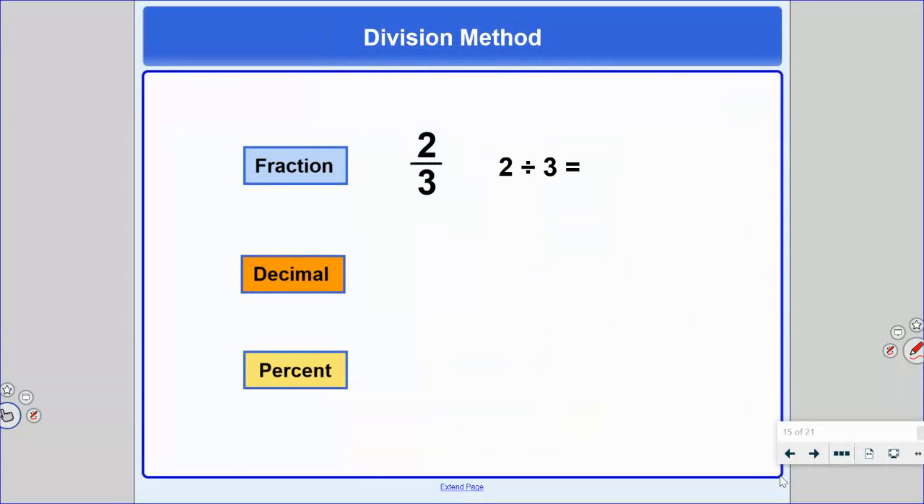Let me do another division problem. If you want to, pause and go back. Basically, what I always look at is, can the denominator be turned into a power of 10? 3 does not go into 10, 3 doesn't go into 100. So at that point, I just skip straight to division.